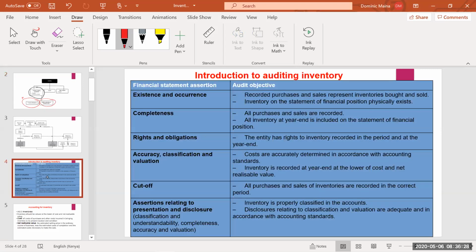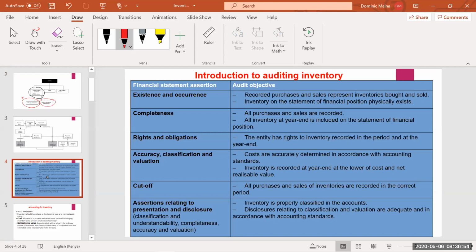Towards accuracy, classification, and evaluation: accuracy is that the figures you're going to be reporting are as they are. In case of a sale, if you make a sale worth 10,000, you're going to record it as 10,000, not 15,000. If it's about the purchase side, the cost we incur, we are not going to be artificially inflating the price that we bought the inventory at. So that is accuracy.